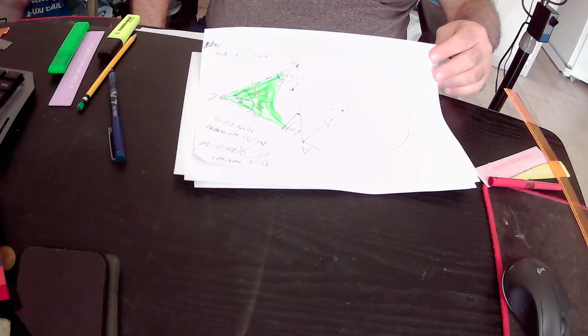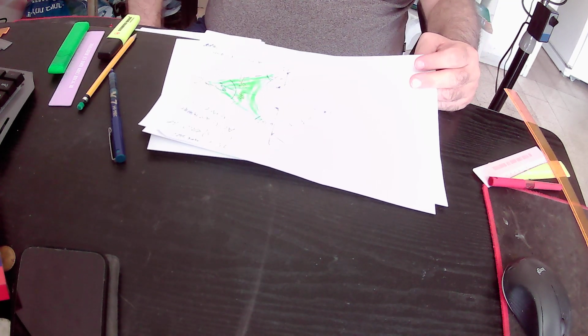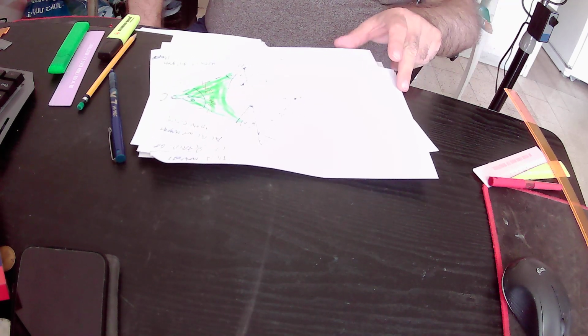Okay, so the area of the green shape equals 25 times root 3 minus 25 pi over 3 square units. So we found the area of this green shape in three different ways.